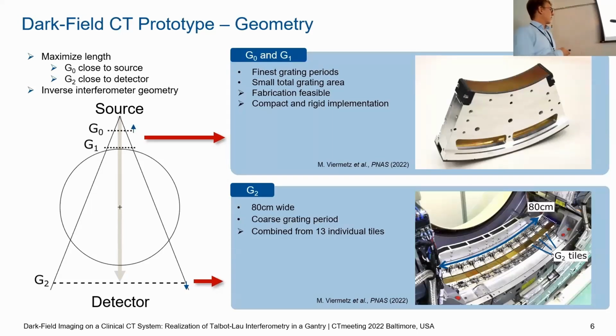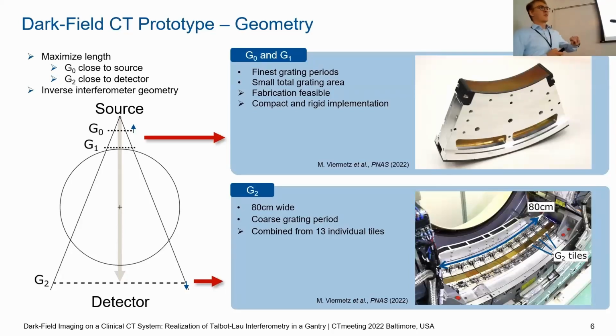Then on the other side of the gantry, this large analyzer grating has to be implemented. It has to be 80 centimeters wide, which makes it currently probably the largest grating of its kind. And we have to implement it from 13 individual tiles. So you see it here, stitched together to make this 80 centimeters length. Fortunately, the grating period of this analyzer grating is really large, or very coarse, compared to the first two gratings. So this fabrication and this implementation were both rather easy.